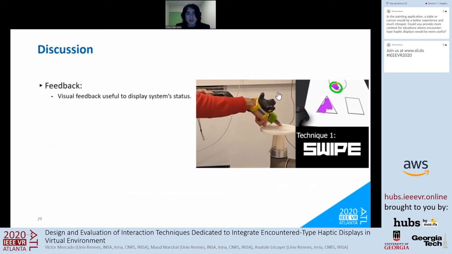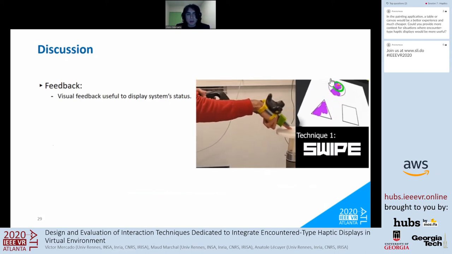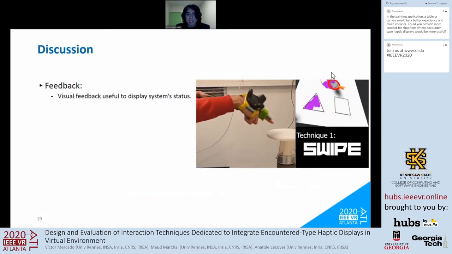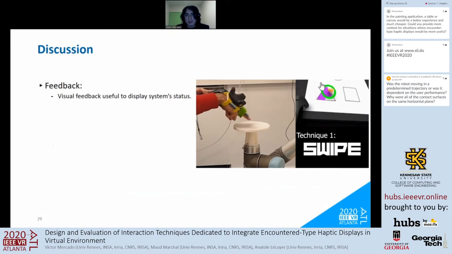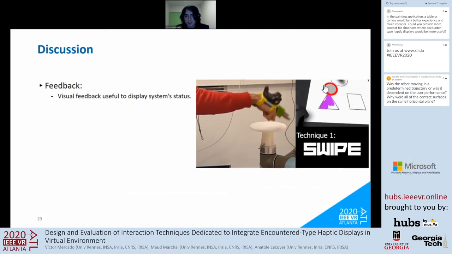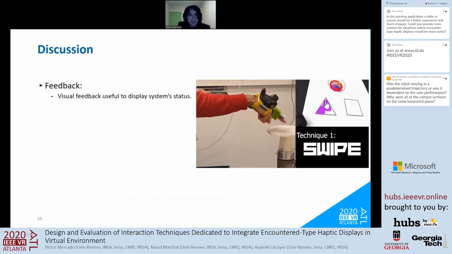For instance, visual feedback. We received a lot of comments from participants telling us that visual feedback was super helpful for acknowledging what the system was going to do and what the system actually did. So for instance, here we have the contact area that is being represented on the circle. And when it's green, it's telling the user that you can touch the surface.